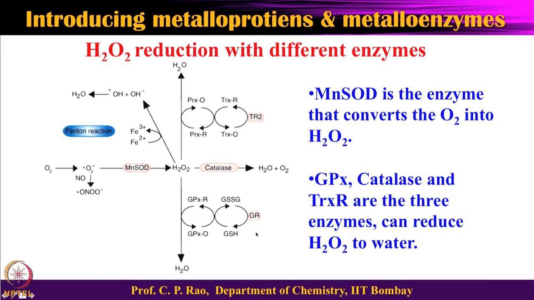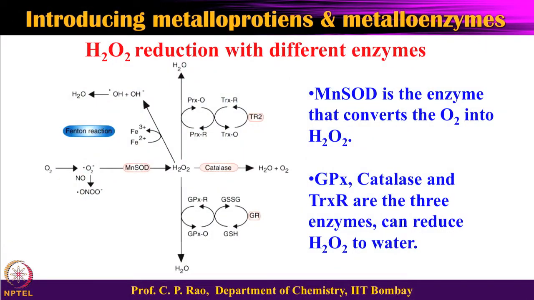GSSG is the glutathione oxidized form, so two glutathiones join together through sulfhydryl functions, forming a disulfide bond. SOD is for removing the superoxide, and catalase, glutathione peroxidase and the TRX reductase are all the enzymes which will convert the H2O2 into water.